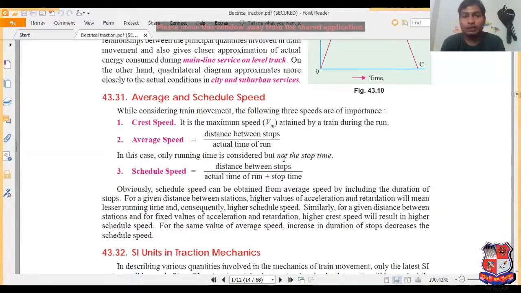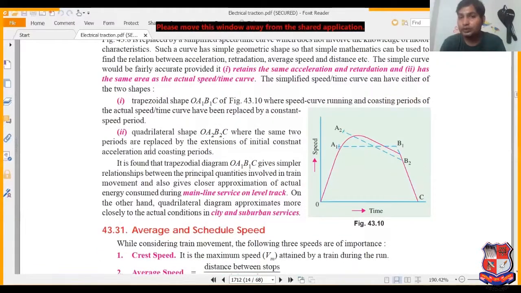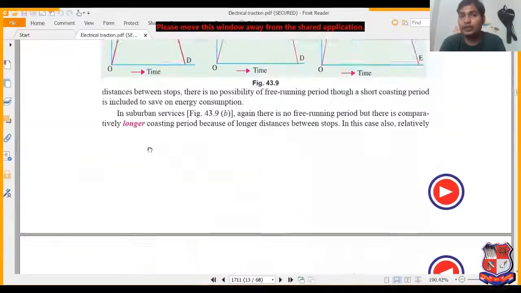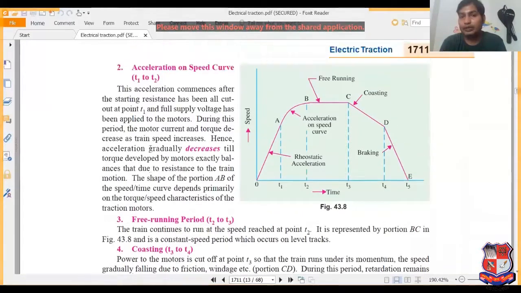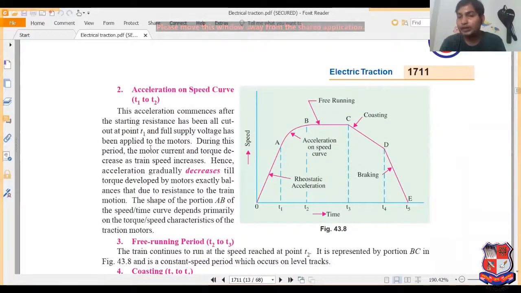So these are a few terms one should be aware of when learning speed-time curves. Keep in mind these definitions: types of speed-time curves, simplified speed-time curves, then the terms related to speed-time curves, like segments of the speed-time curve, like braking, free running time, acceleration on a speed curve, then rheostatic acceleration. So thank you.